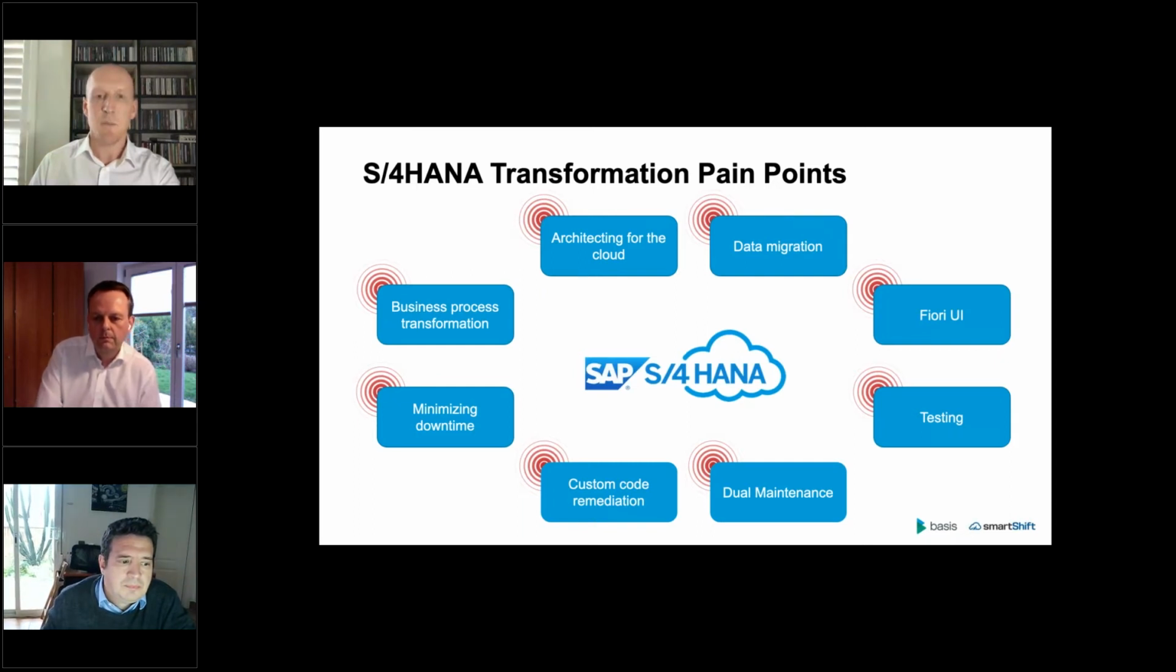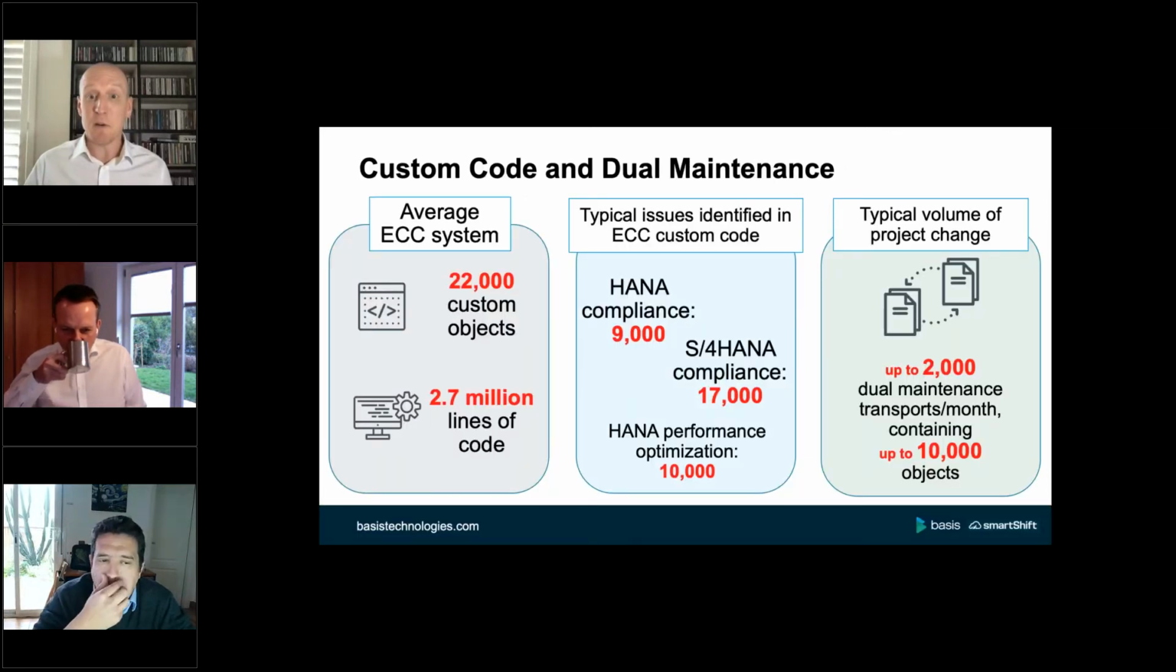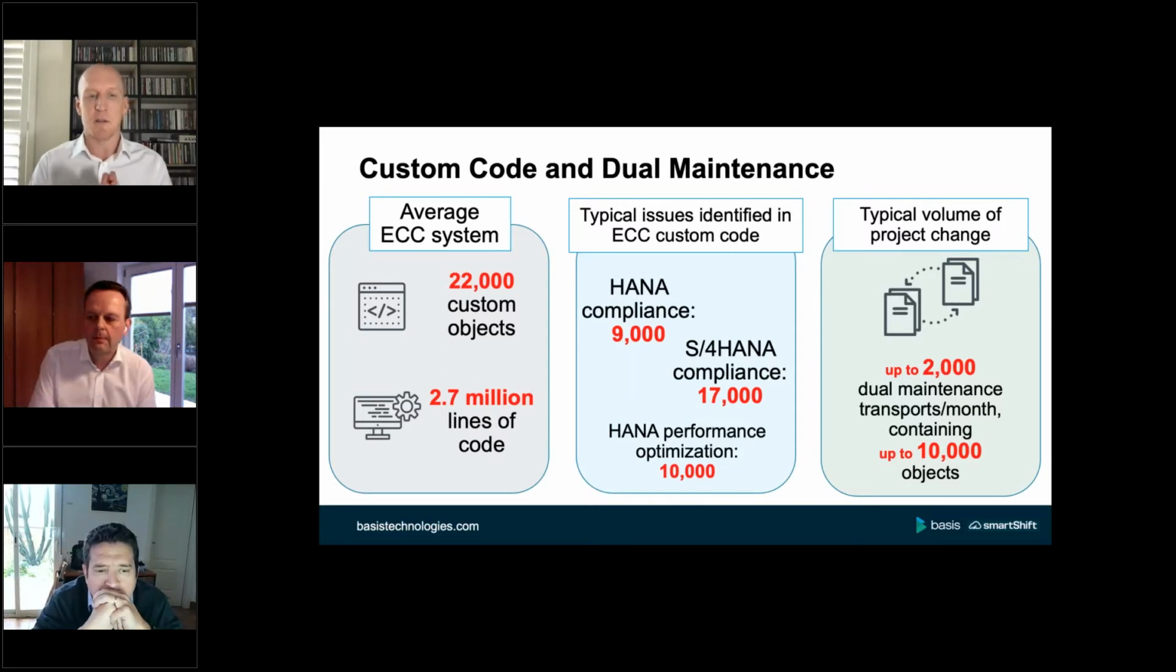Okay, great. Whoops. Okay, well, we've jumped ahead one there, but let's look at that then. Let's consider why we're going to talk particularly about custom code and dual maintenance today, out of all those potential areas that are ripe for acceleration and greater efficiency through the use of automation. And you can see on the screen here some numbers from the experience that smartShift and Basis Technologies have had with our clients that can emphasize the potential scale of those two questions around custom code and dual maintenance.